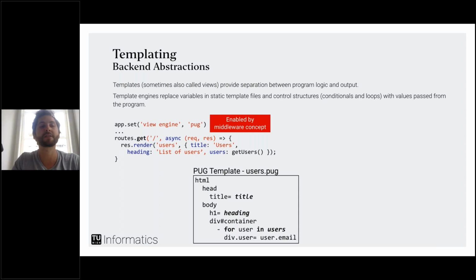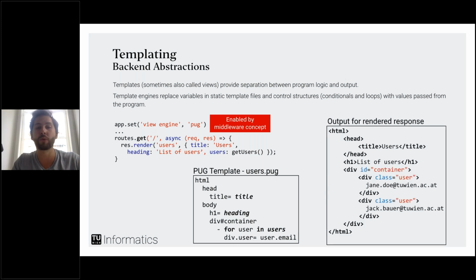So if we combine this template with the code we see at the top left here, what we'll get is this output for the render response. Okay, so it will take the template, it will take the data that we pass to the template and replace it over and over until we get the render response.